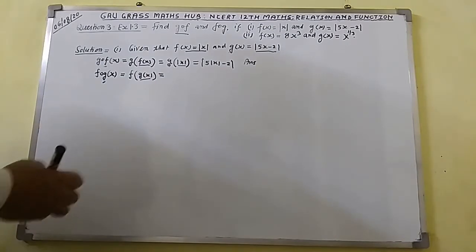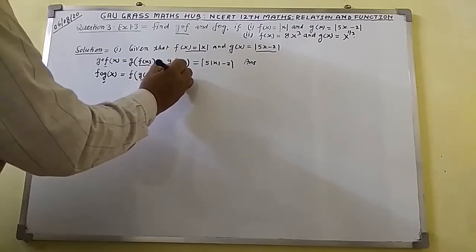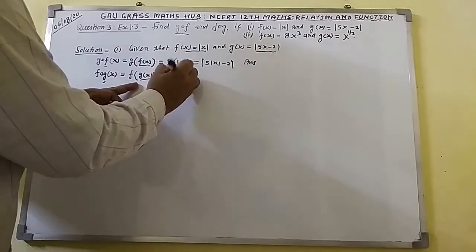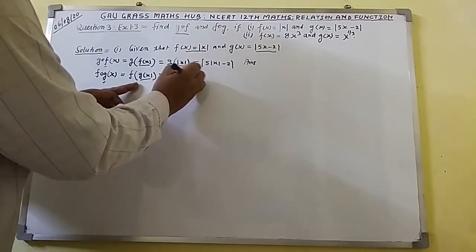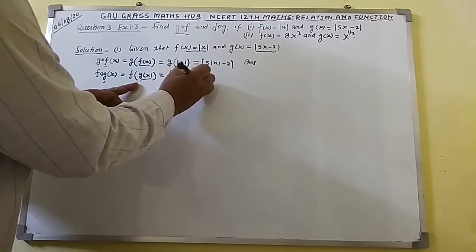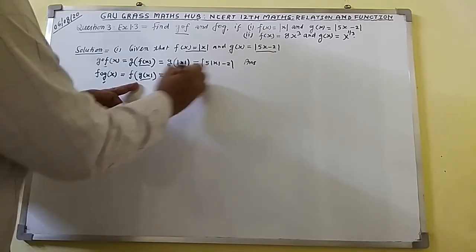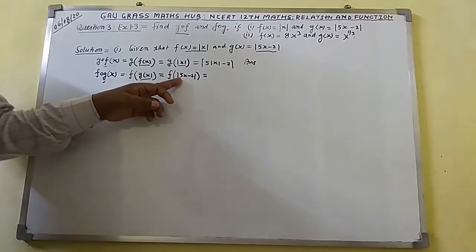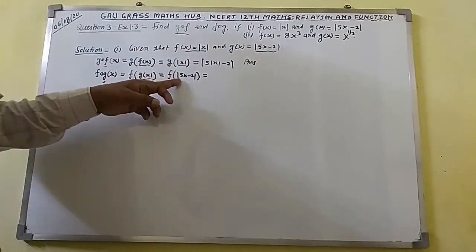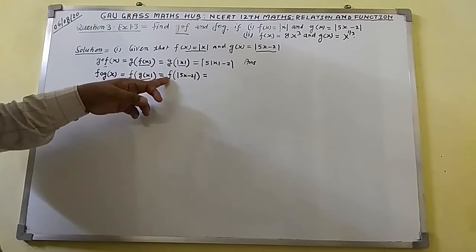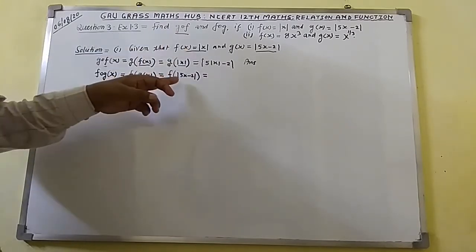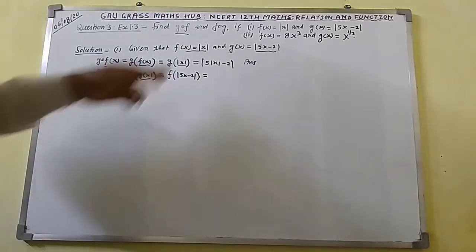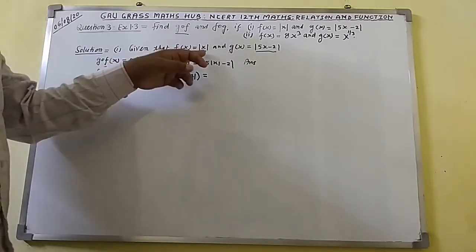So what to do here? Here I shall write f, and in place of g(x), I can write |5x - 2| in brackets, equal to. Now come to here. Here you can see f is there, and in place of x, it is given |5x - 2|. So here the output will become this one.